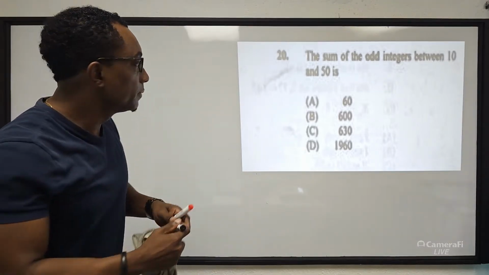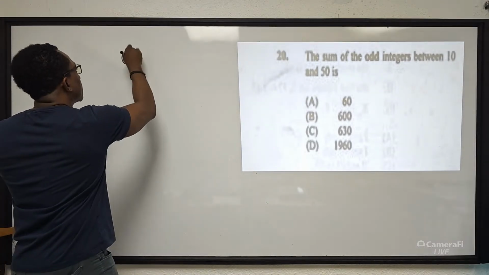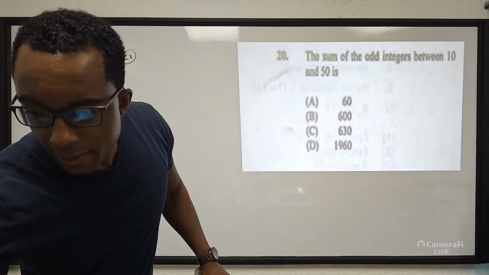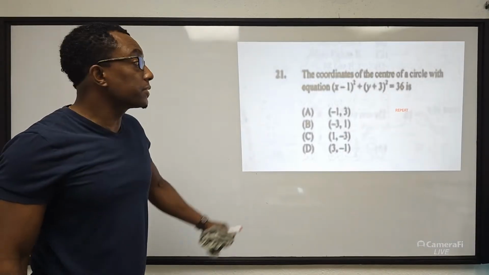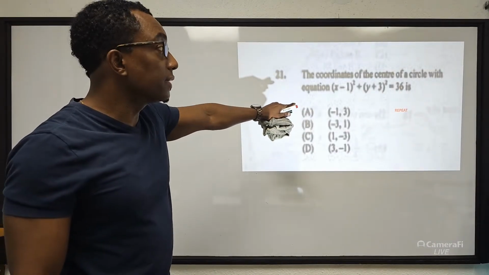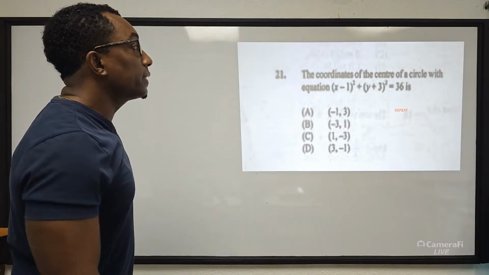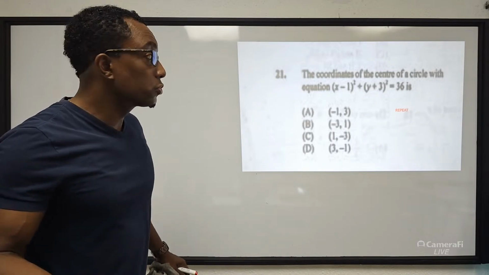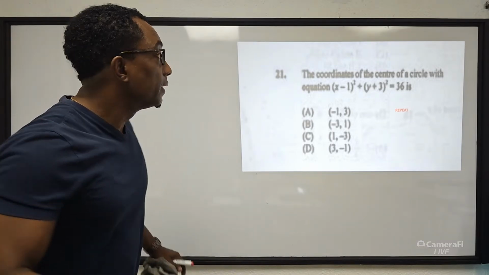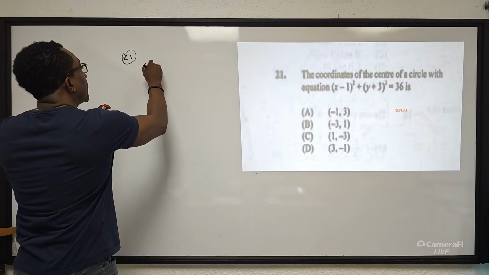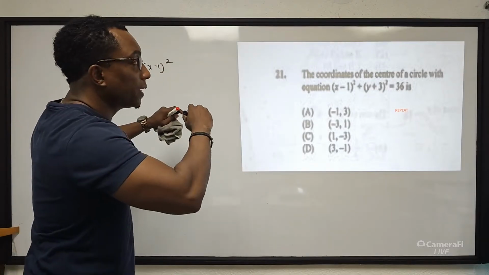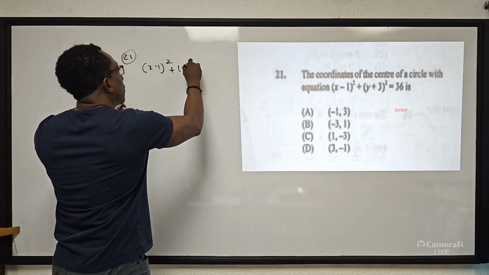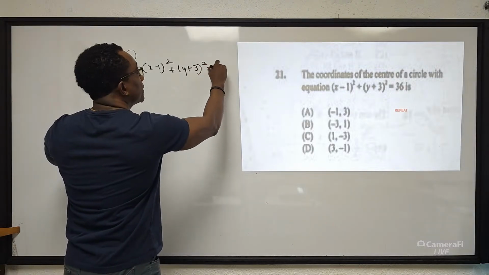So 21, we have here, right, and this is a repeat. I think I would have done this last night also. The coordinates in 2022, so most of these questions were in 2022. So again, it can be in 2023. So we have the equation (x minus 1) all squared plus (y plus 3) all squared is equal to 36.